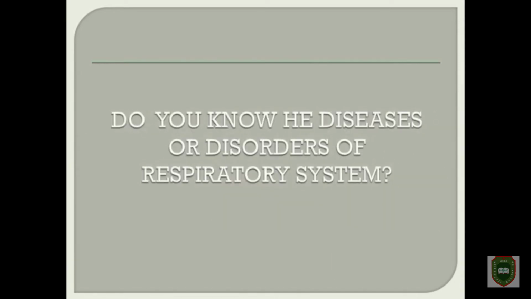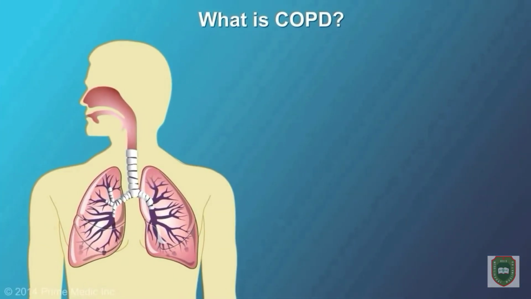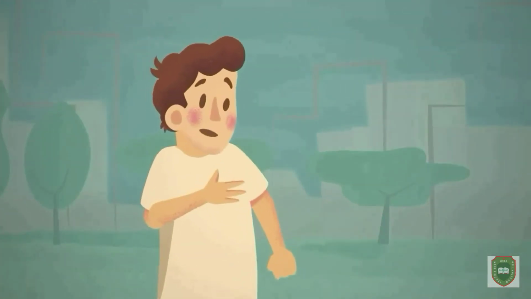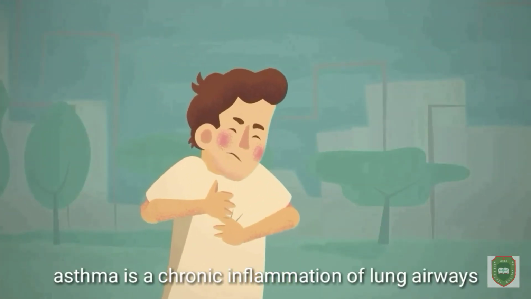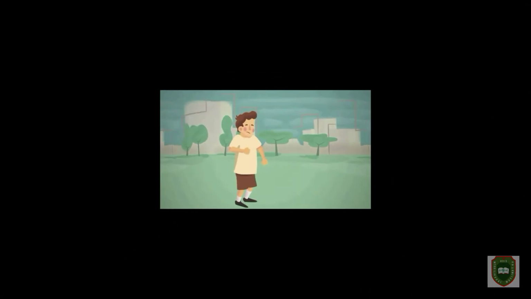Do you know the diseases or disorders of the respiratory system? 1. Viruses and bacteria, such as influenza and pneumonia. 2. Chronic diseases such as asthma and chronic obstructive pulmonary disease, known as COPD. What is COPD? COPD is a progressive disease that makes it difficult to breathe. Asthma is a chronic inflammation of the lung airways that causes clogging, chest tightness, or shortness of breath.